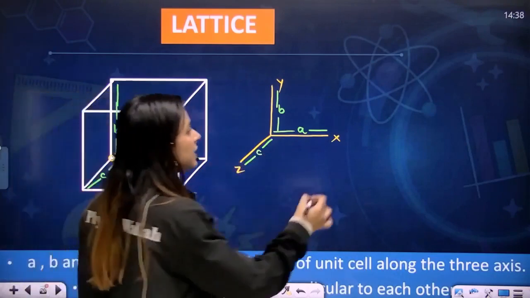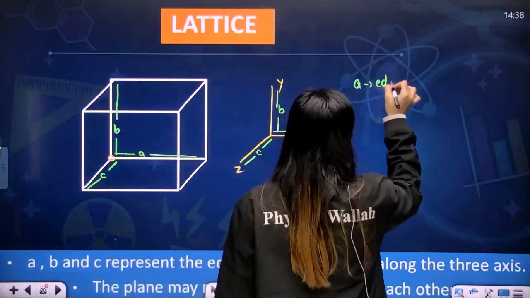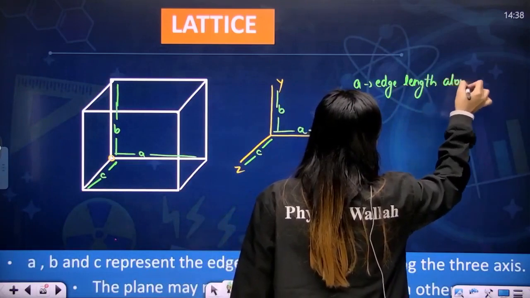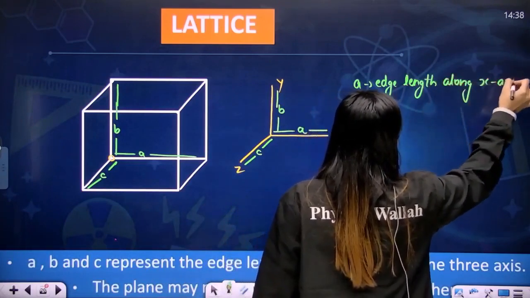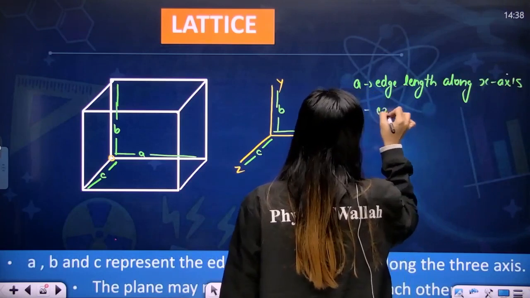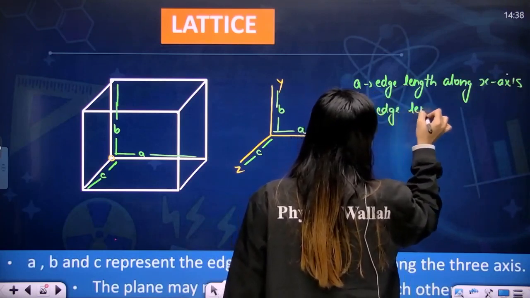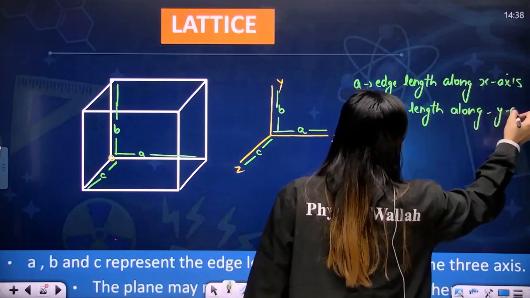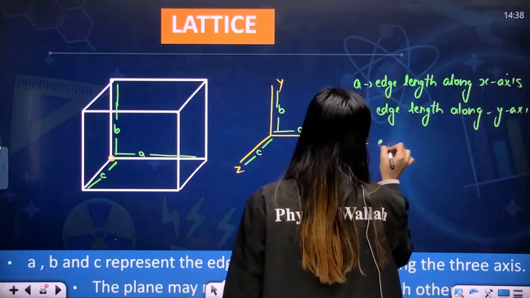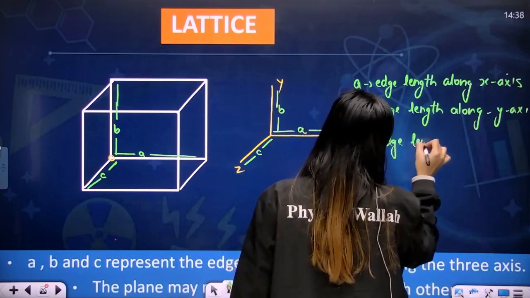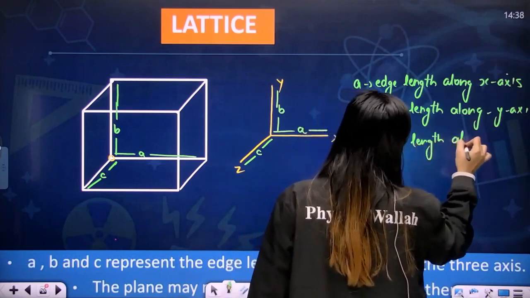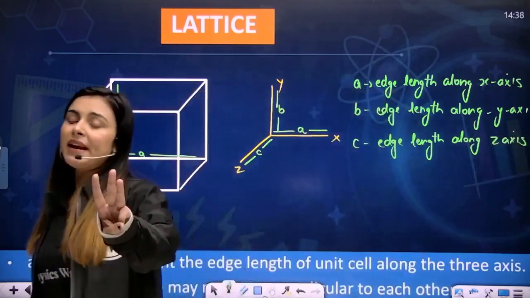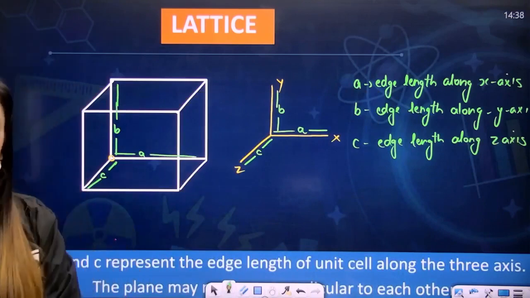So can I say that A is the edge length along x-axis, B is the edge length along y-axis, and C is the edge length along z-axis. Okay, so the three parameters are the edge lengths A, B, and C.